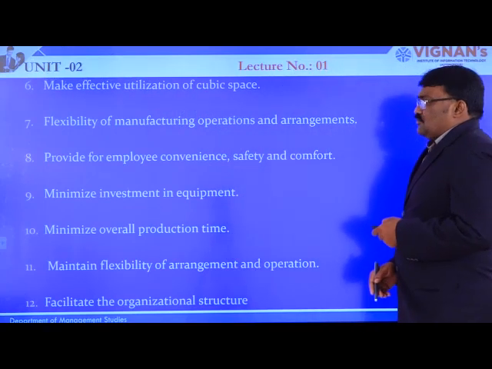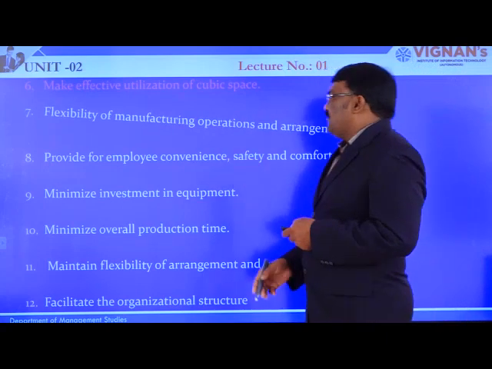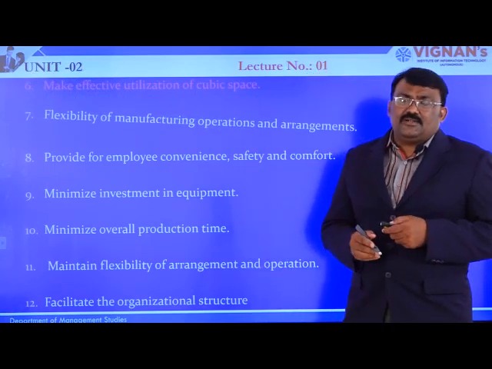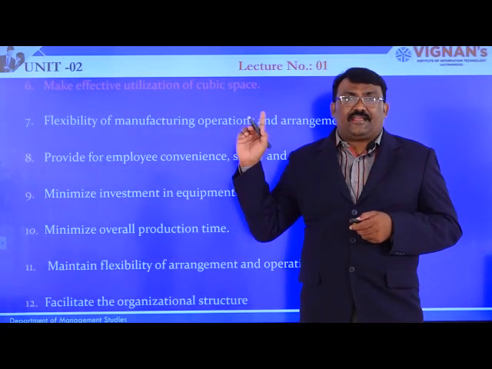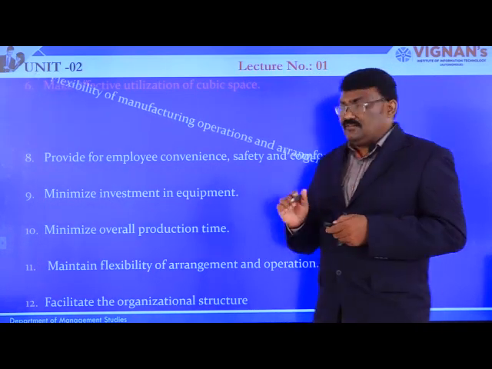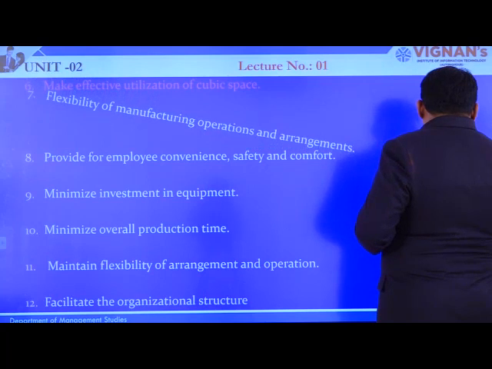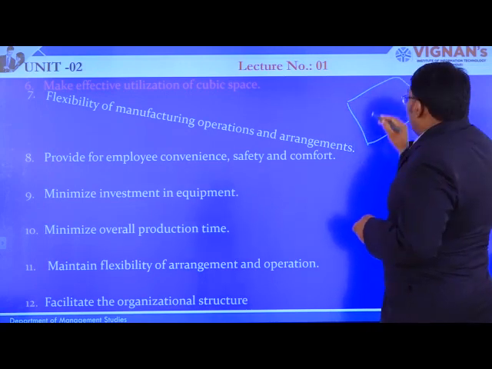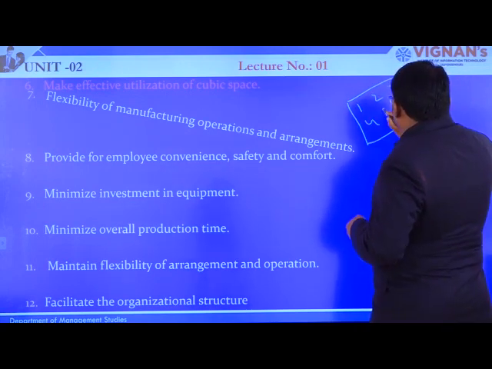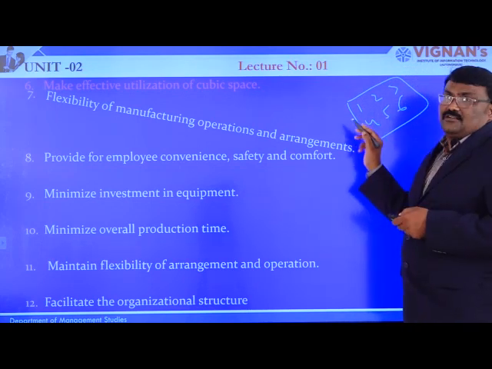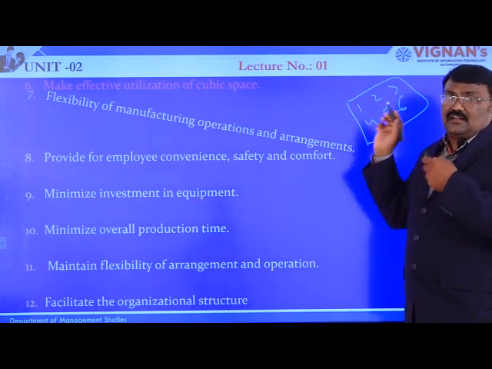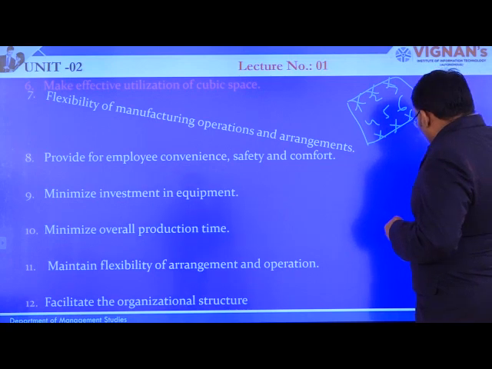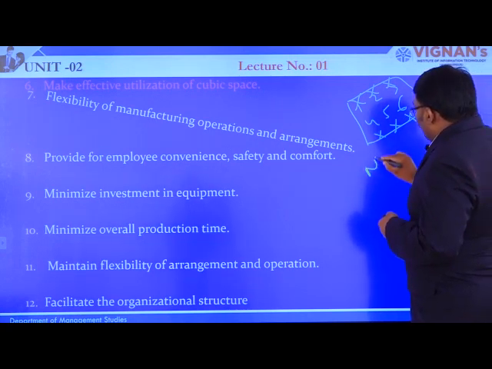Now, coming to the next objective: flexibility of manufacturing operations and arrangements, right. What is flexibility? Flexibility here deals with a location which is not rigid. What do we mean by rigid? Suppose I have set up a location in this manner, whatever the space is. If these are fixed and unchangeable or uninterchangeable, that becomes difficult in terms of plant location. That means there is no flexibility.